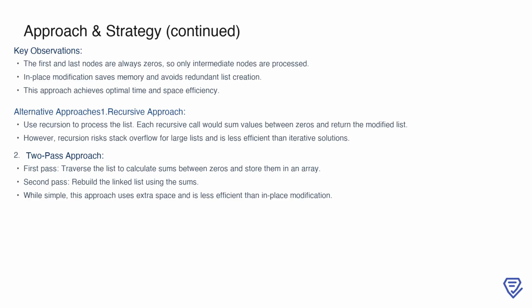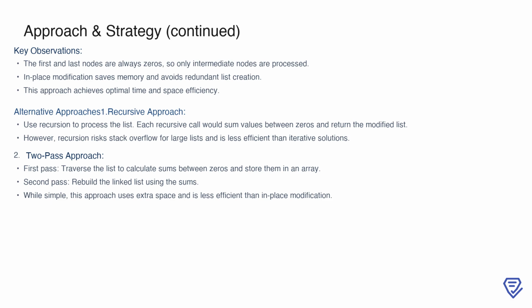Additionally, modifying the list in place saves memory and avoids the redundancy of creating a new linked list. This makes the approach not only space efficient but also straightforward to implement iteratively. While alternative approaches exist, such as using recursion or a two-pass method, they come with their own limitations. For example, recursion introduces the risk of stack overflow for large lists and is generally less efficient than iteration.